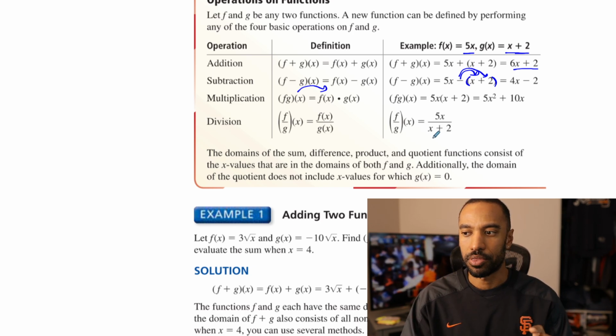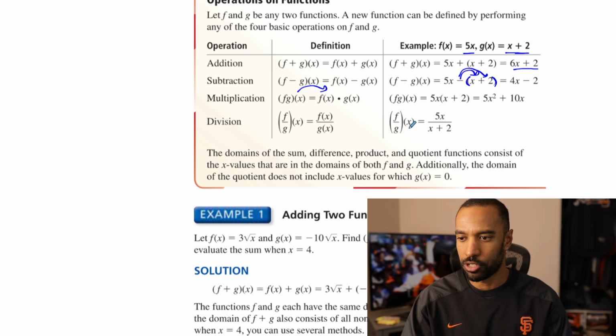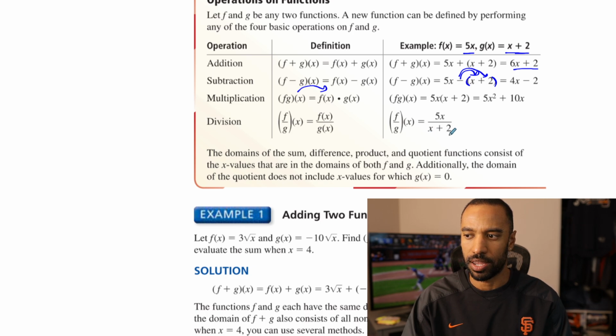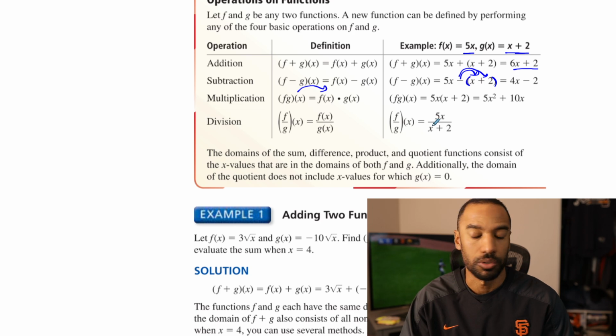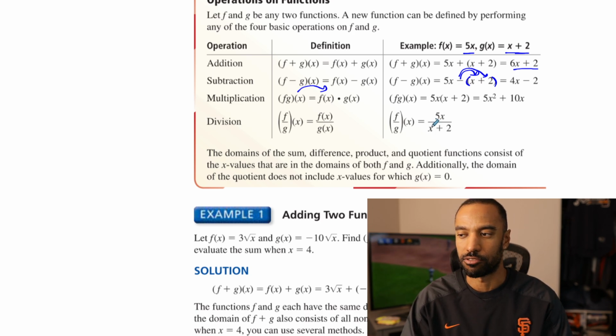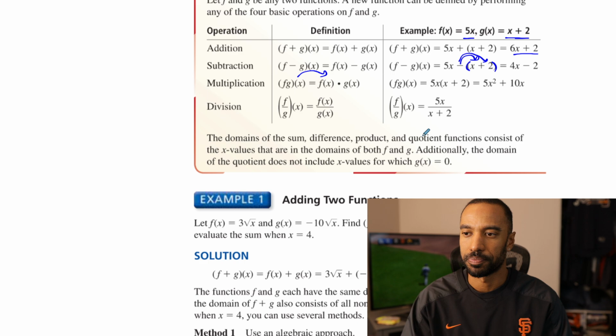Now, something about this one that's going to be very important, and they haven't shown it yet. I think they're talking about domains right here. I want to bring up the domain in this part right here. You can't divide by 0. So you have to make sure that x, for example, isn't negative 2. So there are things like that that we're going to have to be very careful of on division questions.